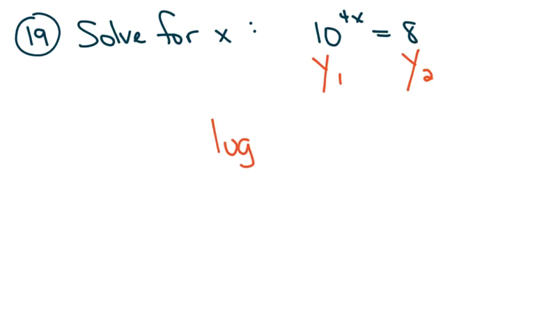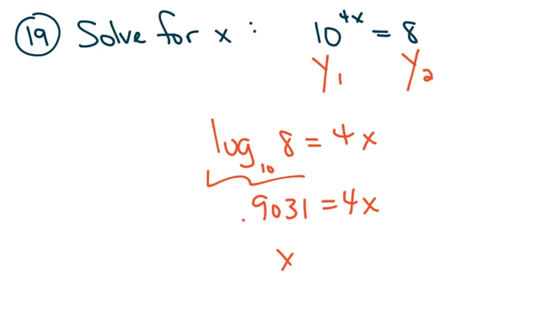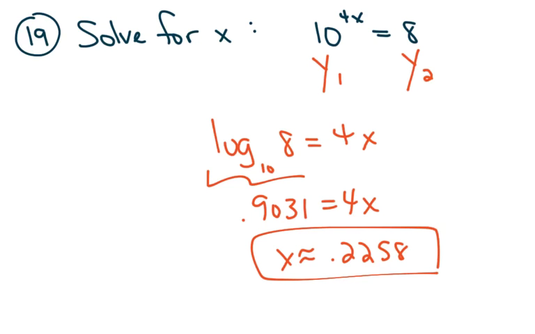It would be log base 10 of 8 is equal to 4x. Because this is base 10, you can shove it in your calculator real fast and get 0.9031. And then divide by 4, and we find out that the answer is 0.2258, which is the same answer you would get if you were to graph both sides and find the point of intersection.